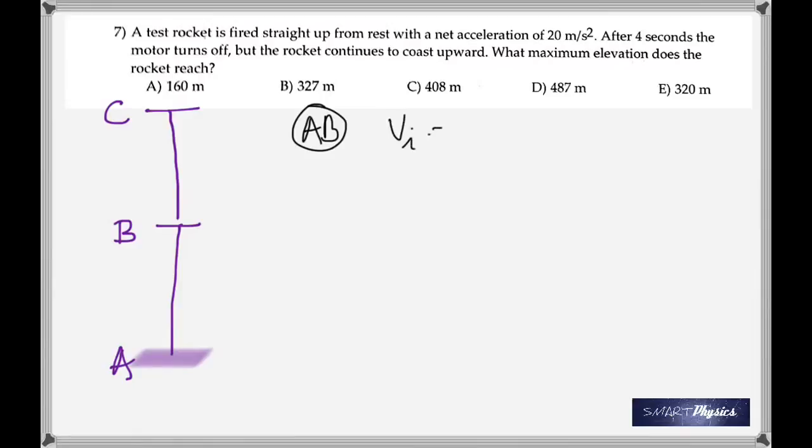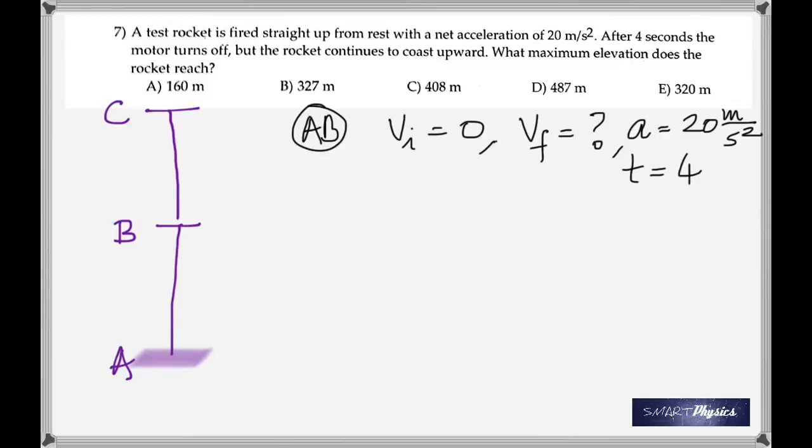Alright, so let's look at the first one. AB, the initial velocity is 0. The final velocity, we do not know. We're going to find out. That would be the velocity at B, right? The final velocity. And acceleration is 20. And time is 4 seconds. So we can use the equation v_f is equal to v_i plus a t.